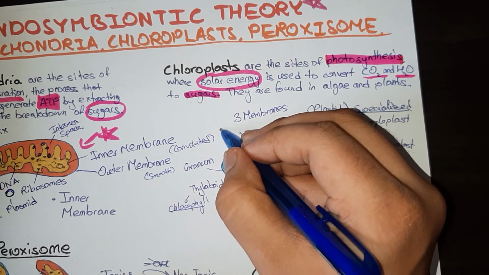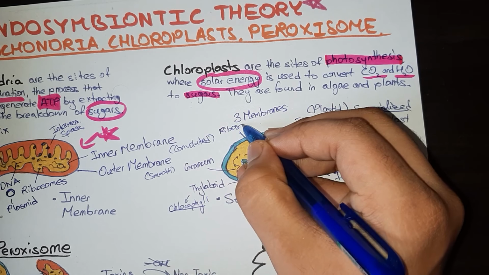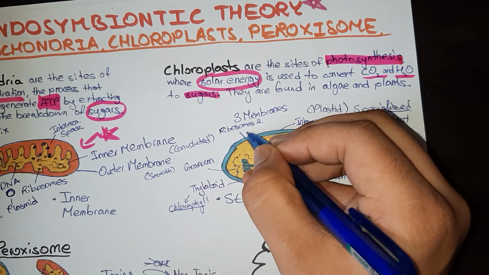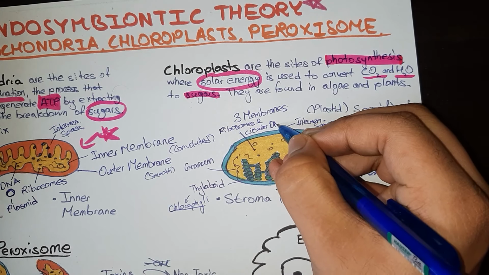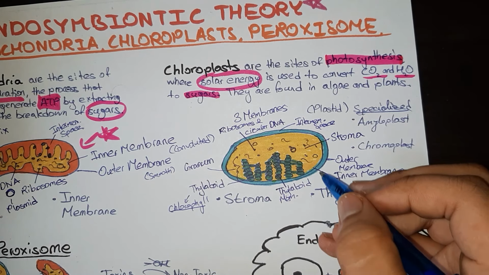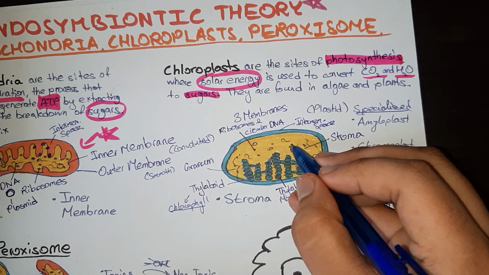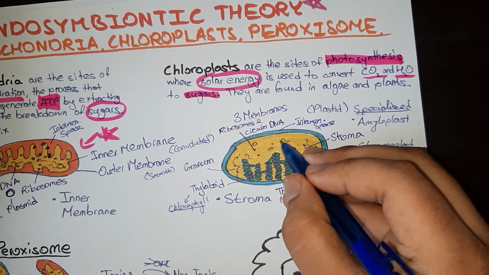So I'll write here ribosomes and circular DNA. So all the enzymes that enable photosynthesis will actually be in the stroma, because the ribosomes are producing the enzymes here.